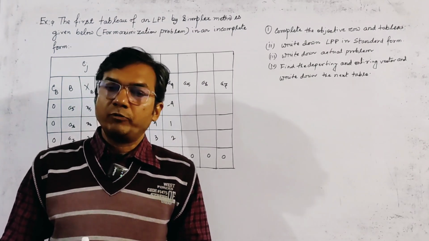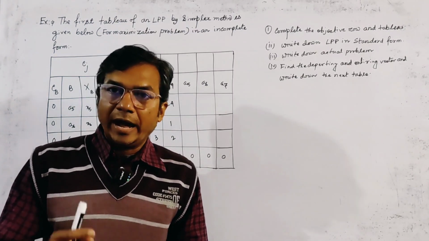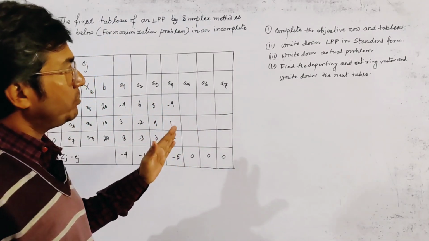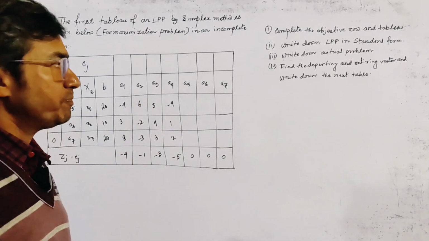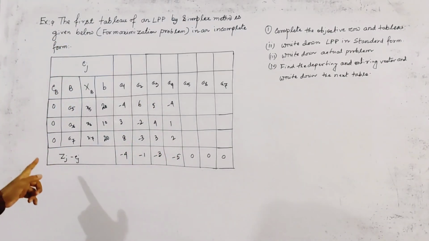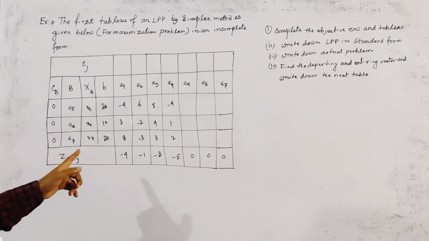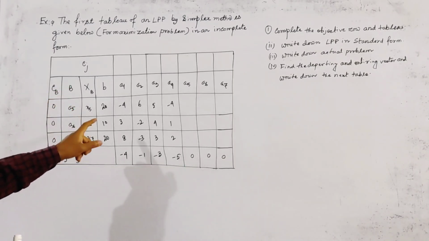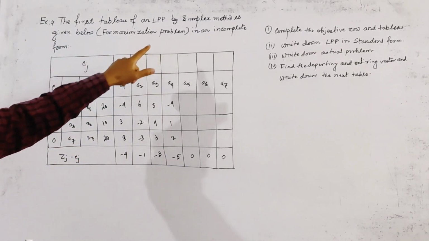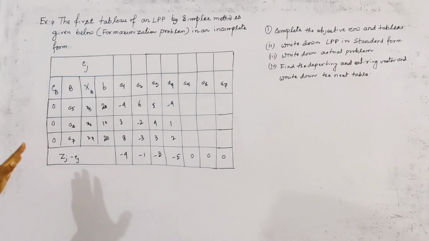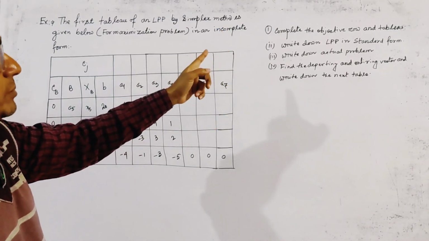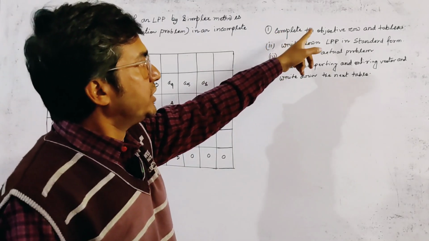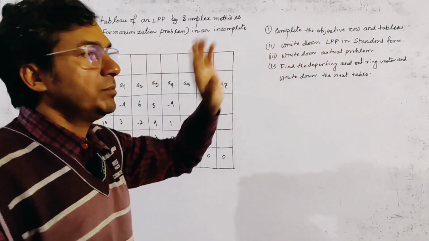Today's problem from LPP is taken from your previous year university paper. Here an incomplete simplex table is given, and this is a maximization problem. We have to give the following answers. The first problem is to complete the objective row and the table.